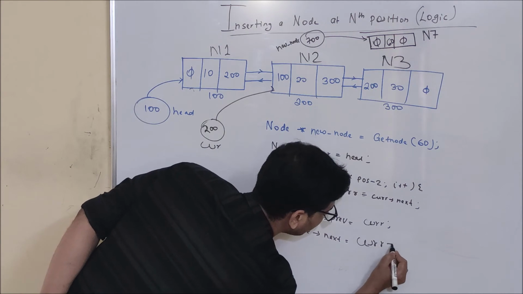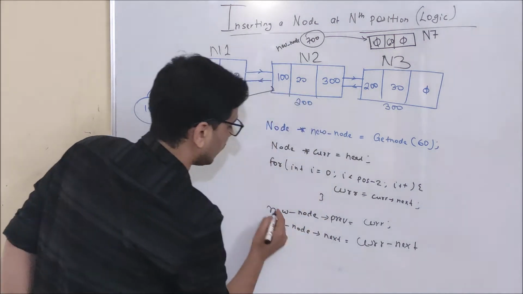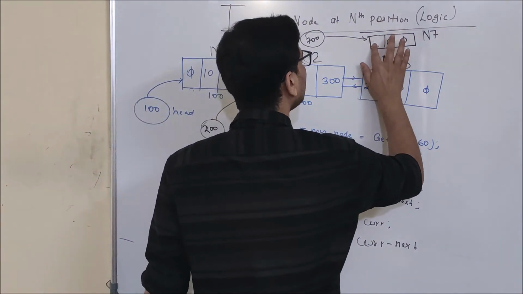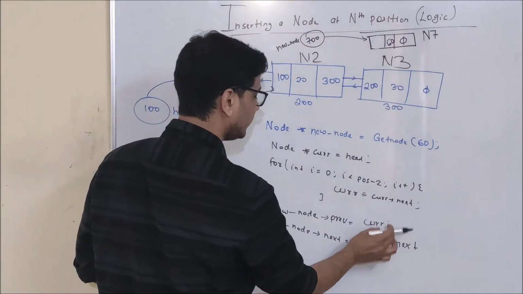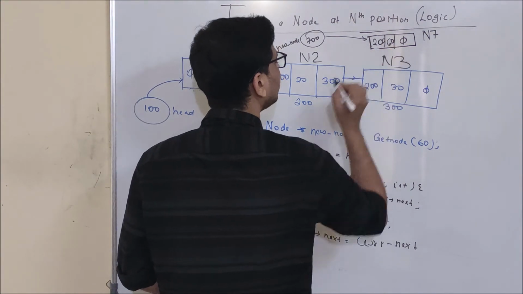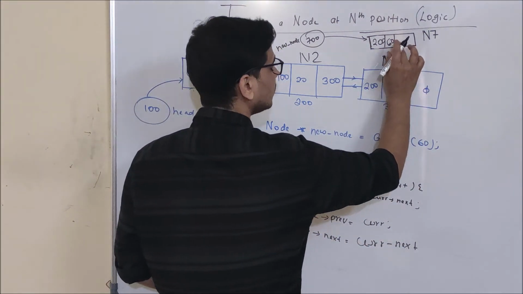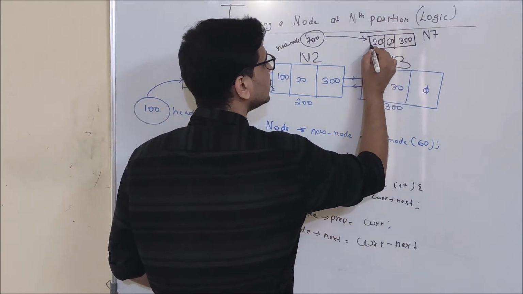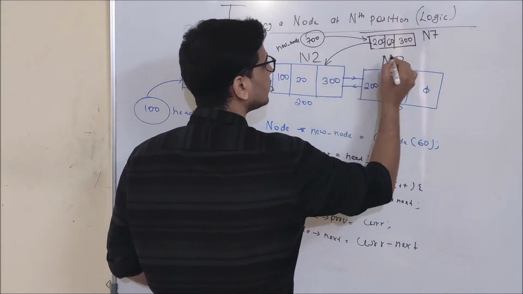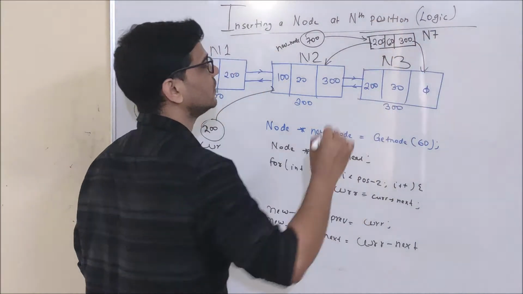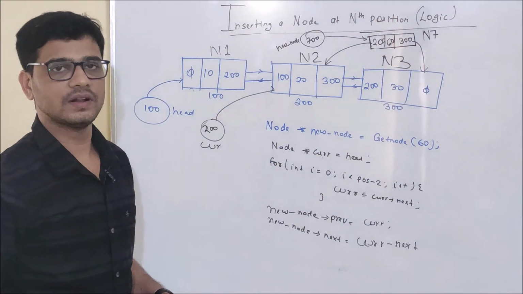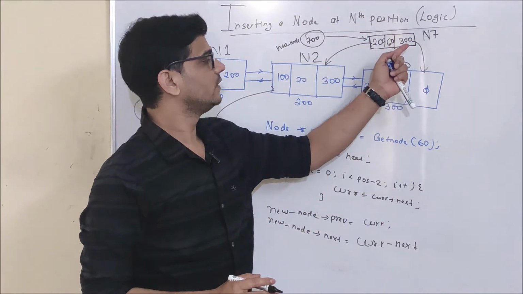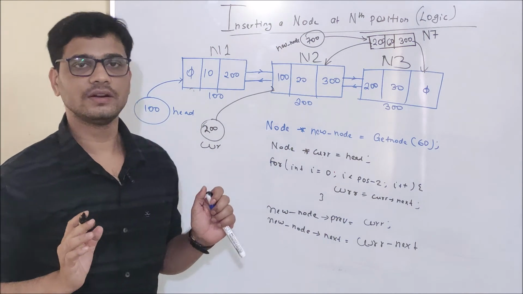So current dot next. Now what will happen after these two lines are executed? Here we will update current, which is 200, and here we will update current dot next, which is 300, which means we will create a link like this. That is, node 7 previous pointer will start to point to node 2, and node 7 next pointer will start to point to node 3.